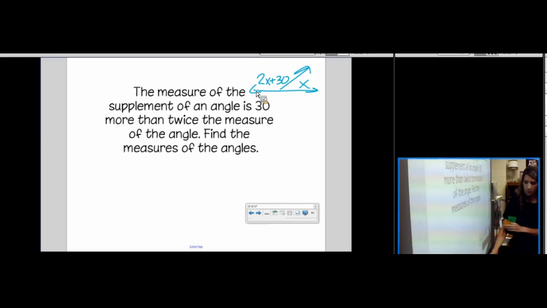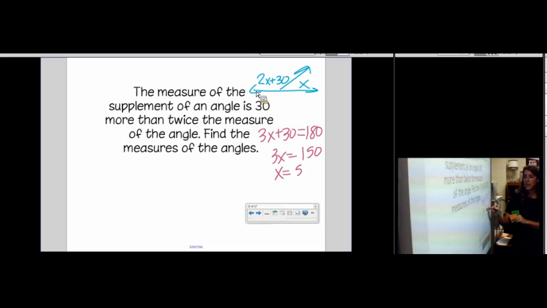Now we add them up. 2x plus x, 3x plus 30 equals 180 minus 30. 3x equals 150. Divide by 3. X is 50 and the other angle is 130. The answers were 50 and 130. So Matthew, you had that first angle, you just had to subtract from 180.